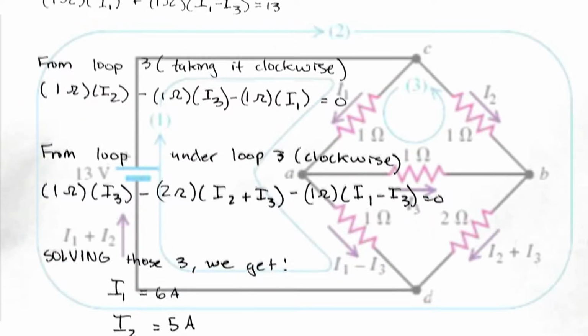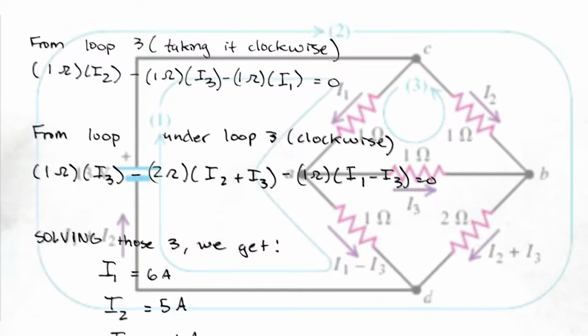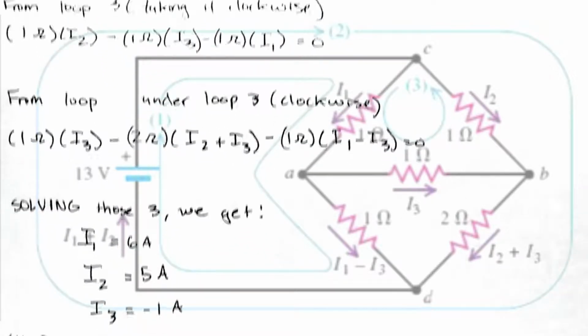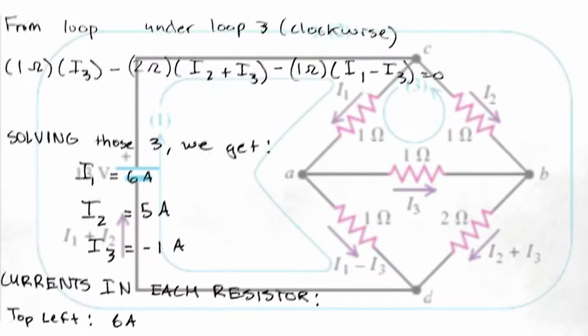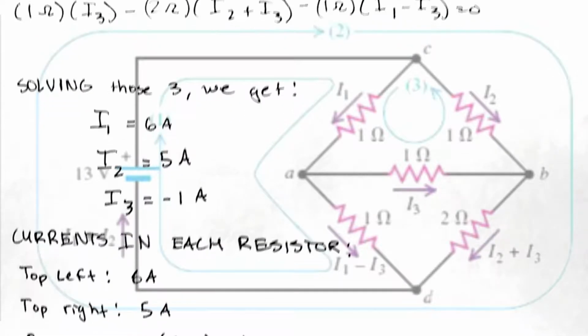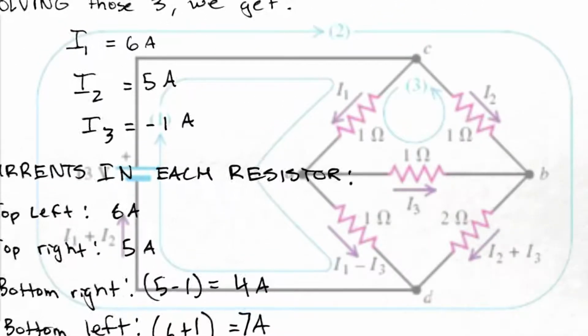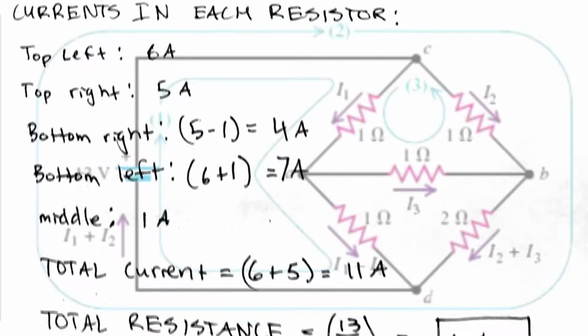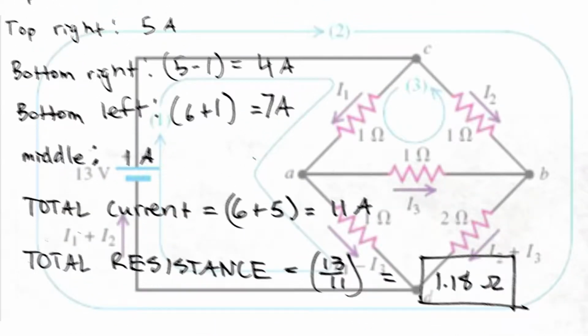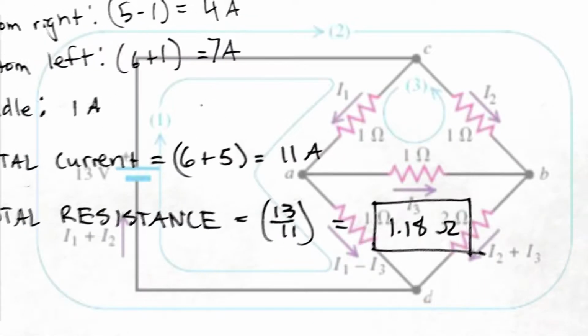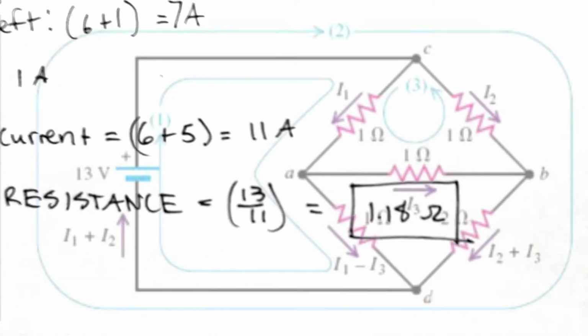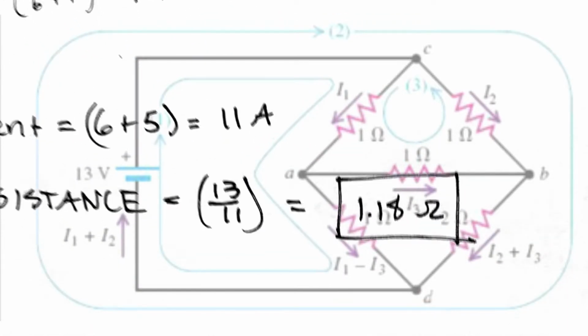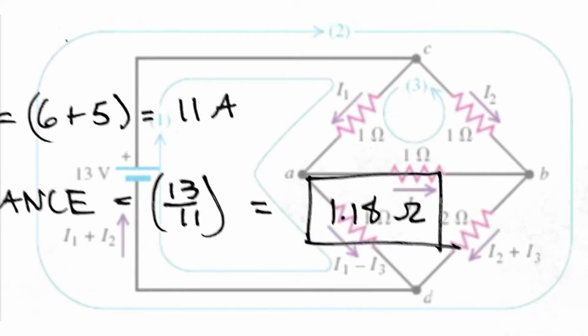The same steps are taken to create 2 more equations for loop 3 and the loop under loop 3. Solving the 3 equations, we get I1 equal to 6 amps, I2 of 5 amps, and I3 of -1 amps. I3's direction is opposite of the previous assumption. Knowing the current in these three, we find all the currents through each resistor and the total current to be 11 amps. Since the voltage of the circuit is 13 volts, we find the equivalent resistance of the circuit to be 1.18 ohms.